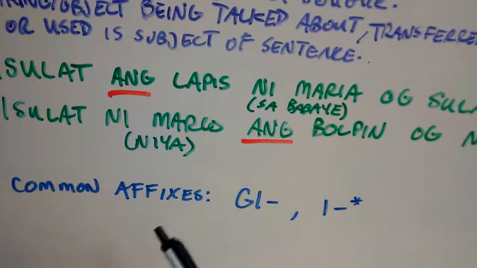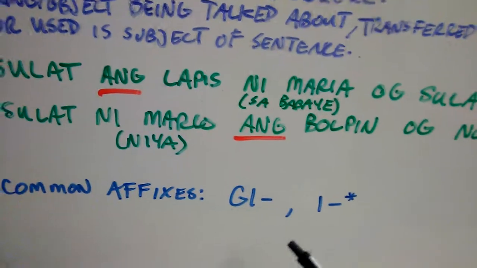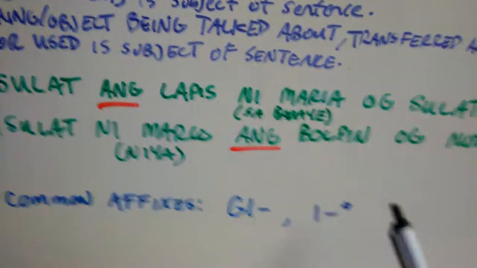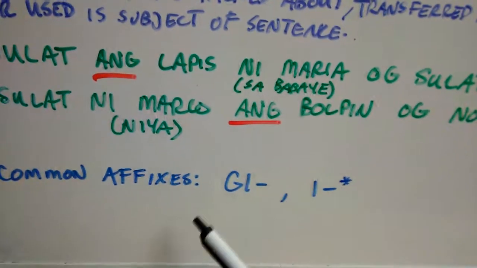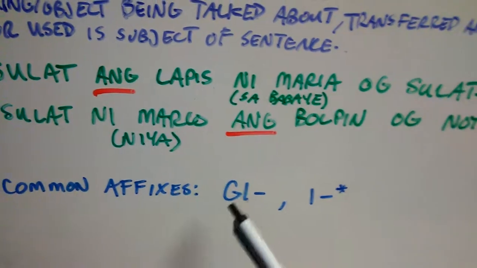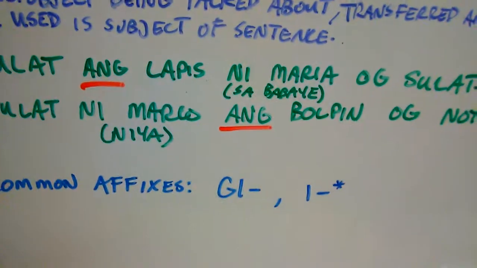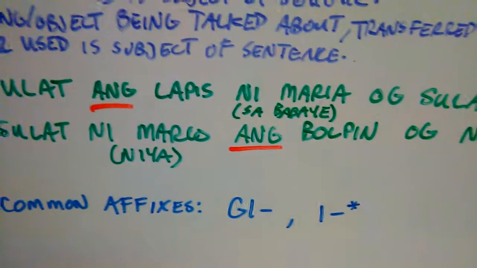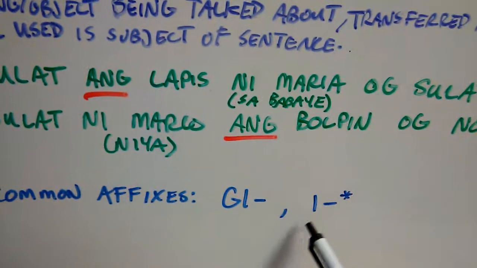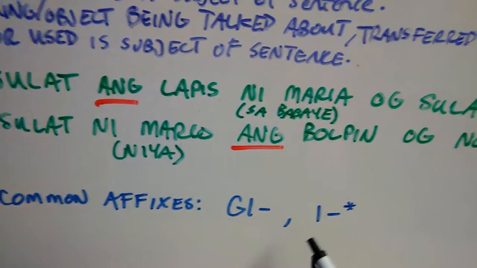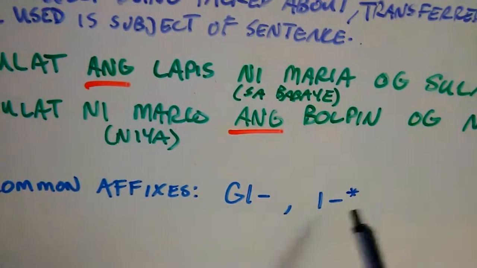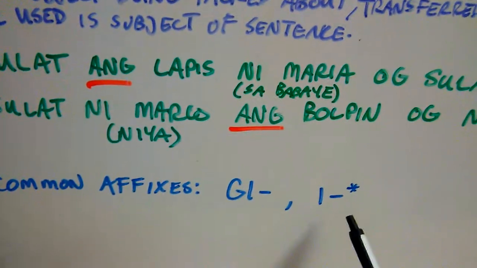Hopefully that makes sense. The last thing is the common affixes. So I didn't write an exhaustive list about the affixes that you can use to express the instrument voice. But again, verbs that mark gi or i are generally going to be using the instrument voice. And I put an asterisk on the i because i is an imperative. So i makes it so that it's an imperative or a command function.